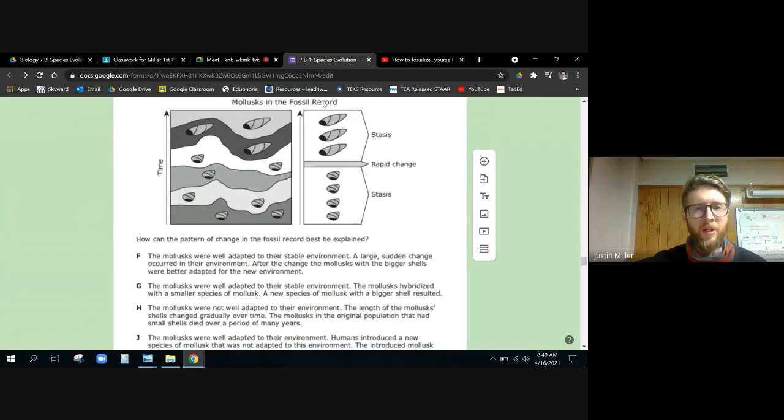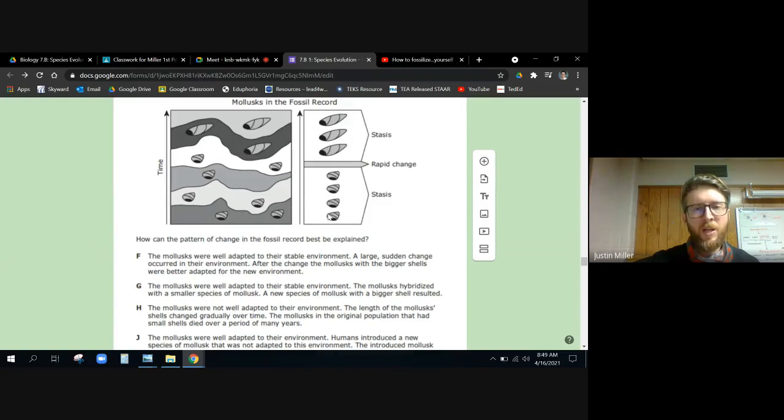Mollusks in the fossil record, okay? So once again, this is the fossil record. Remember how I told you it's layers on top of layers on top of layers? And as you go down, you go further back in time. So if you look at the layers, you see that there are big mollusks, which are like oysters and clams and stuff like that. And there's a sharp line where they're small after that, okay?